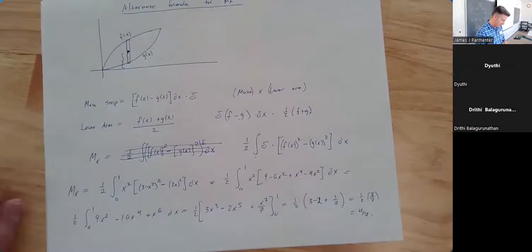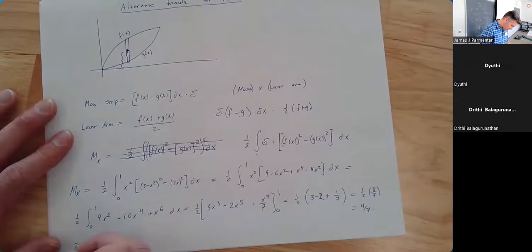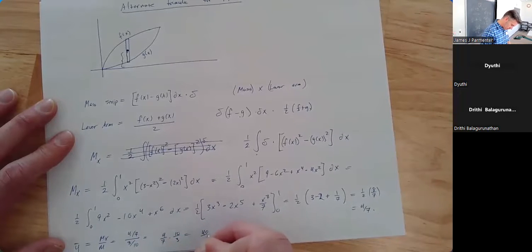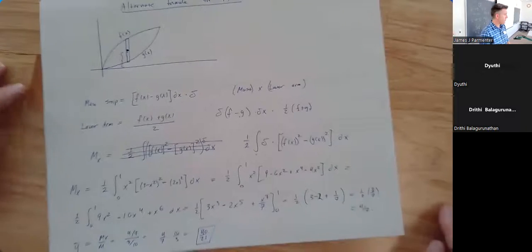Whew. So then our y bar coordinate would be our Mx over the mass, which is 4/7 over our mass, which I forgot was what, 3/10. That ends up being 4 over 7 times 10 over 3, which is 40 over 21. Wow.